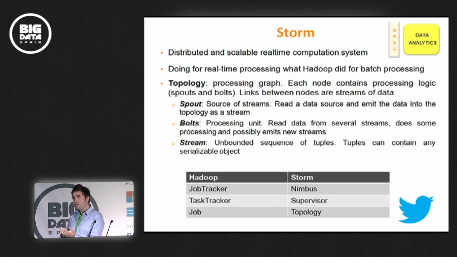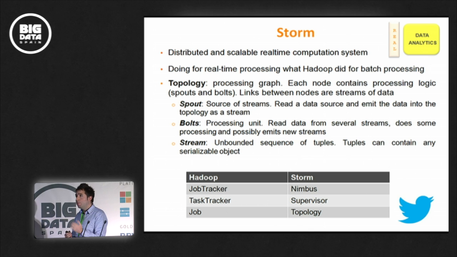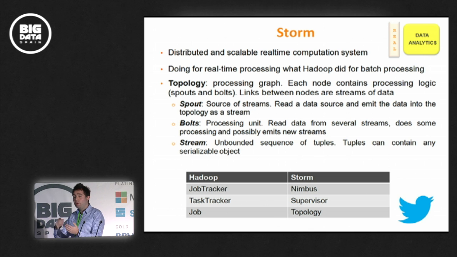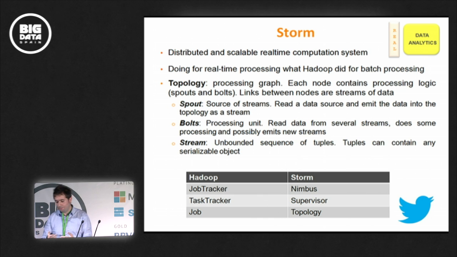The bolts get the information coming from the spouts, but also from other bolts. So you can connect different bolts and create a topology. A topology is something similar to a MapReduce job. The main difference between a topology and a MapReduce job is that a topology never ends, because we are working with streaming data. So there is always new data to process.